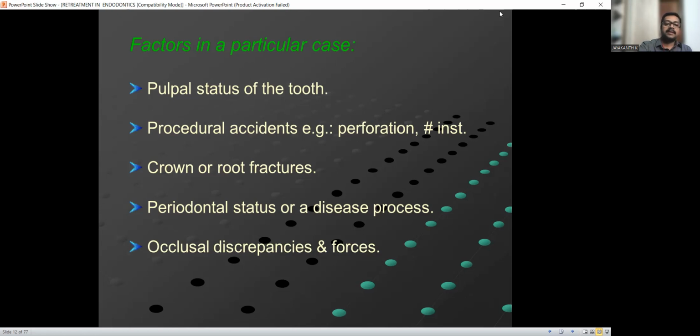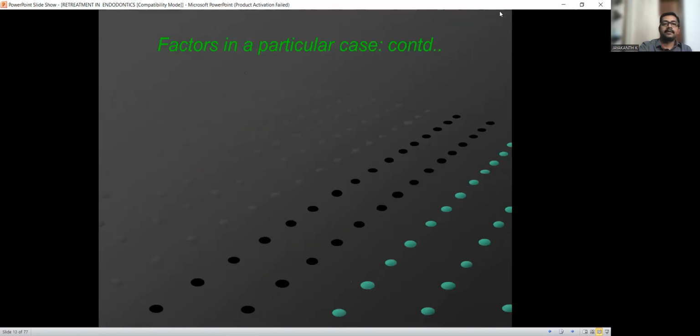Then occlusal discrepancies and forces. If there are any occlusal discrepancies, this may be particular to a case, resulting in its failure. Occlusal discrepancies and the forces acting on that tooth. Size of periradicular rarefaction is another factor.